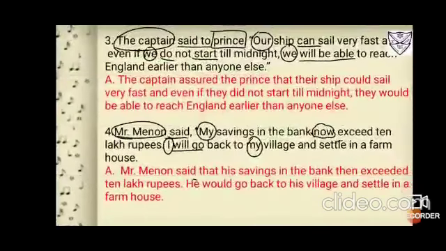So next, number 3, the captain said to Prince, our ship can sail very fast. Even if we do not start till midnight, we'll be able to reach England earlier than anyone else. So the first step is to go for the reporting verb. So "said to" changes to "told." Next step is to go for the reported verb, that is "can" changes to "could." Another reported verb is "do start." So it is simple present, will change to simple past, that is "started." But it is "not," so it becomes "did not start." Okay. Next verb is "will be able," so changes to "would be able."